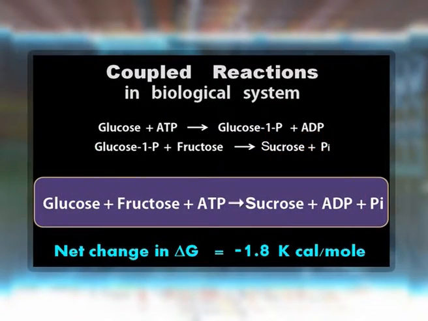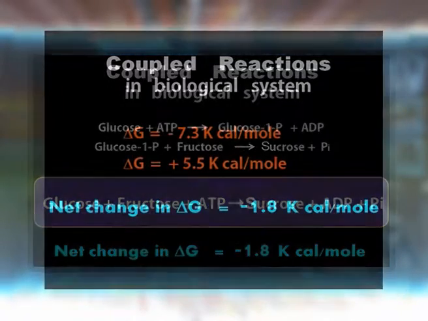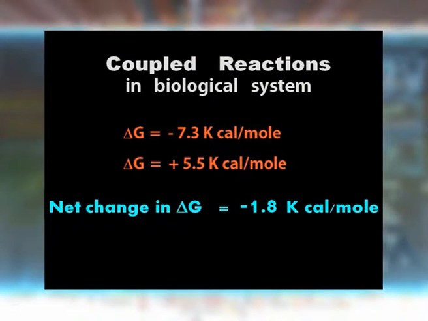And if you look at the overall reaction, it becomes glucose plus fructose plus ATP becomes sucrose plus ADP plus Pi. And the net change of free energy, that is delta G, is minus 7.3 plus 5.5, which is minus 1.8. That means when these two reactions are coupled, the change of delta G is minus 1.8 kilocalorie per mole, and the reaction of formation of sucrose from glucose plus fructose, when coupled with hydrolysis of ATP, becomes spontaneous in nature.